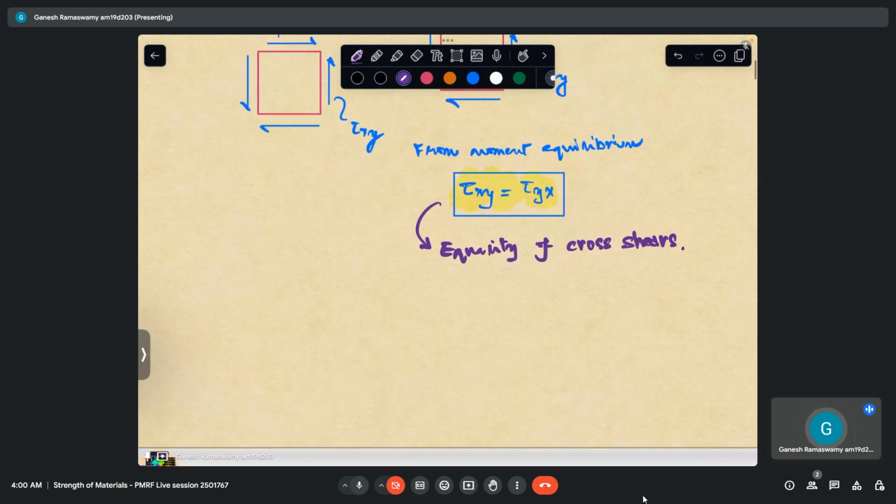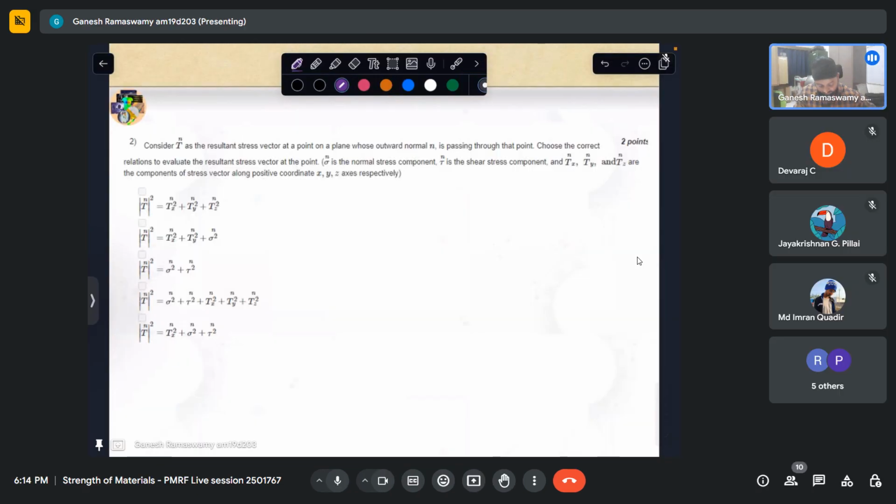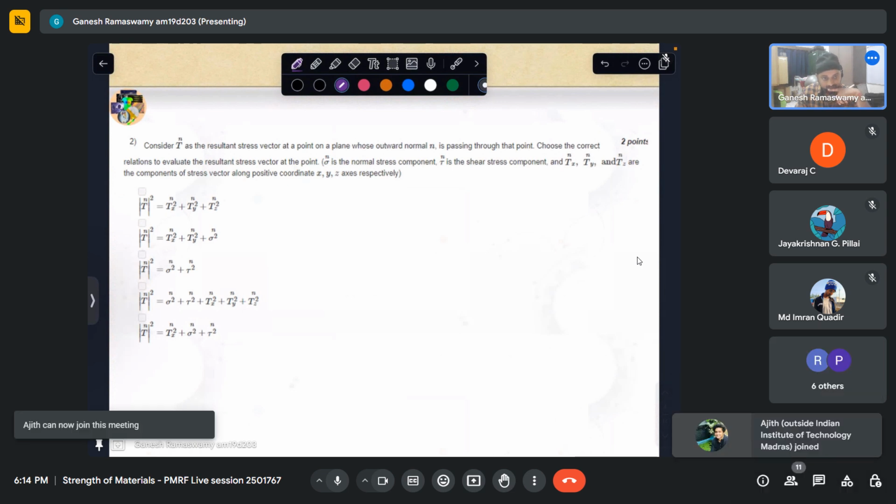So with this preamble, let us look at the questions that were solved in the session. So now let us look at this question. Consider Tn as the resultant stress vector at a point on a plane whose outward normal is n.